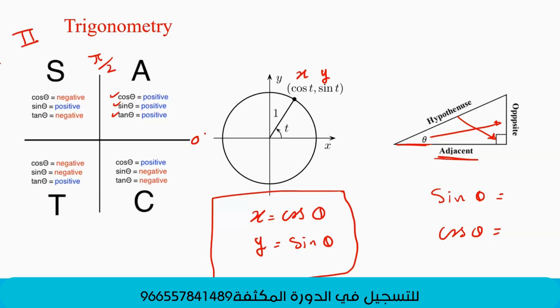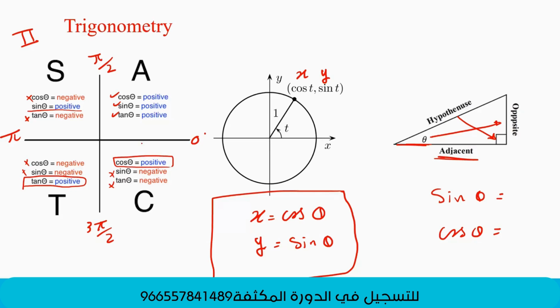Quadrant. Okay, it's from pi over 2 till pi. Sine is the only function which is positive, and the rest is negative. In the third quadrant, 3 pi over 2, tan is the only positive function, and the rest is negative. In the fourth quadrant, cosine is the only positive function, and the rest is negative.